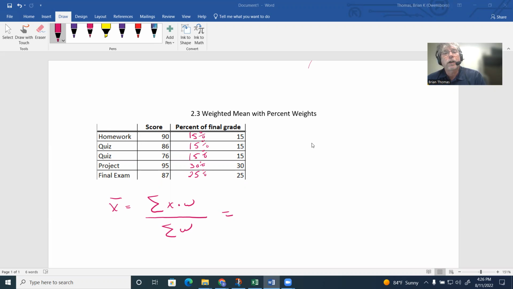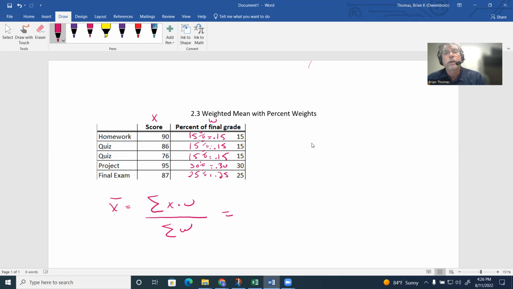these percents, first off, have to be changed to decimals. Remember, percent means per 100. So this is going to be 0.15. This is going to be 0.15. This is going to also be 0.15. This is going to be 0.30. This is going to be 0.25. So these are actually going to be our weights. And the scores are going to be our entries.